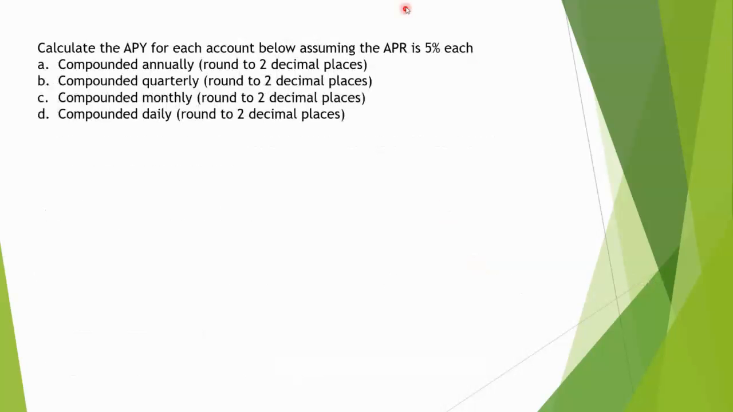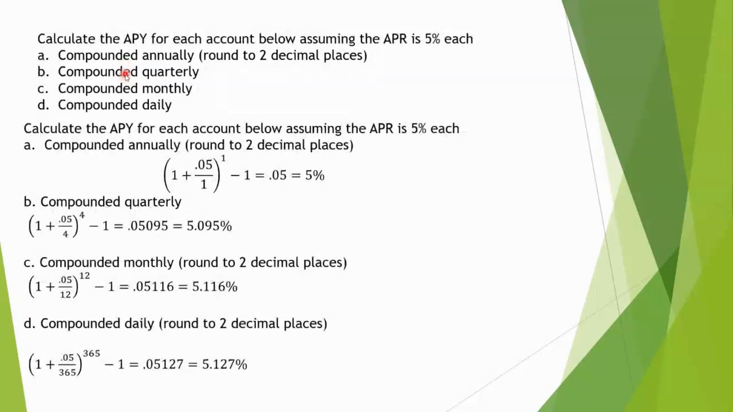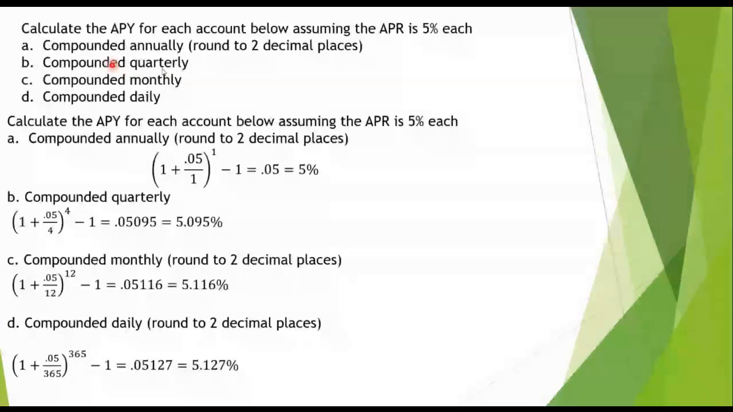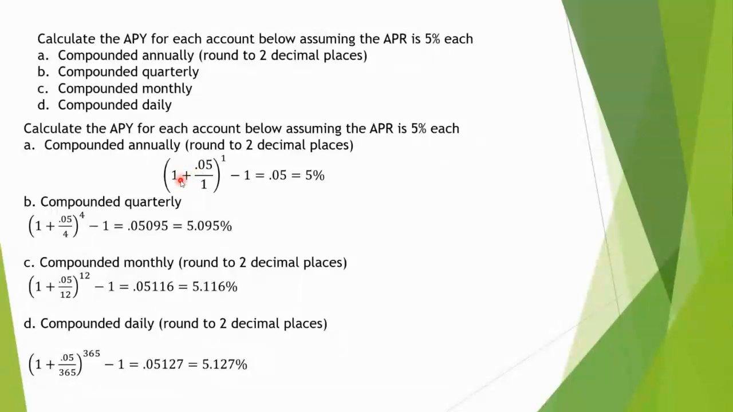Okay, there we go. So what we're going to do here is calculate the APY for each of these accounts. These are the accounts that we dealt with before. But again, all we need is the APR, which in this case is 5%, and how many compounding periods there are in a year. So this is what we do. For annually, hopefully you can see from the calculation, we have 1 plus R over N to the N. N is 1 in this case, so we get 0.05, which is the APR.